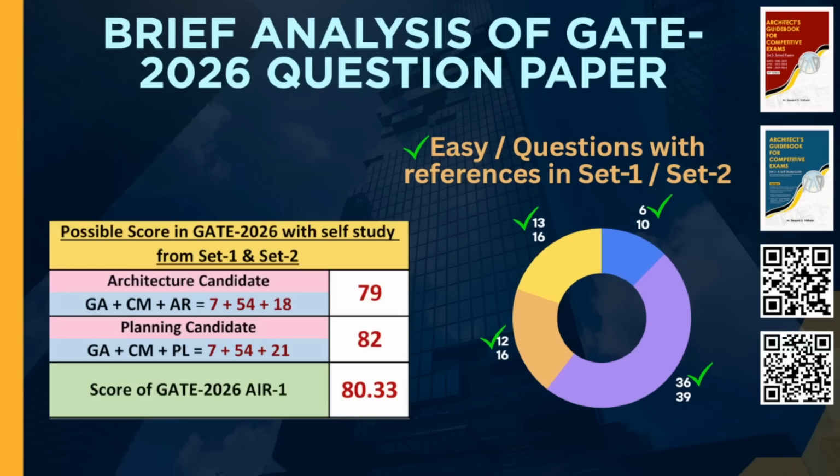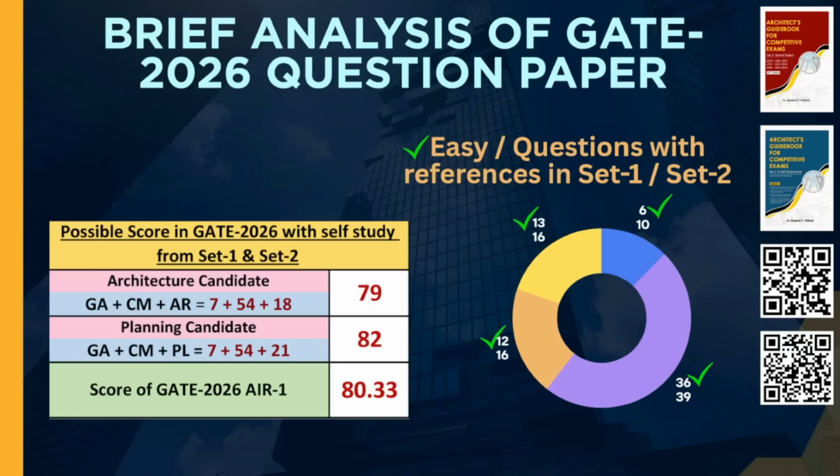So the summary of what we have discussed in the last few minutes: the possible score in GATE 2026 with careful self study, and I'm saying careful self study, which includes a minimum of 5 revisions of both the guidebooks, Set 1 and Set 2, before your final exam. Then the possible score, if I do the total of general aptitude plus common and compulsory plus architecture portion, that is B1, then 7 plus 54 plus 18, the sum will be 79.